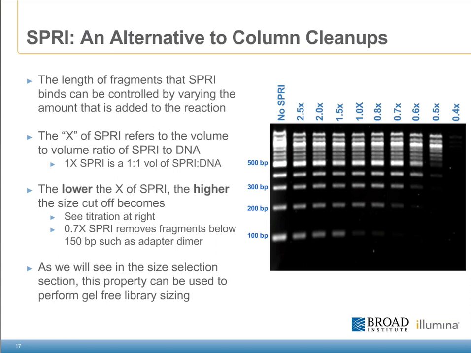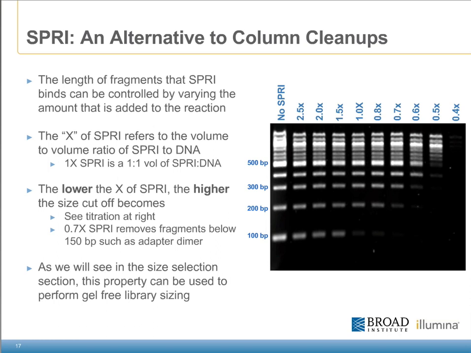What you can see in the gel image here at the right is that the lower the X of SPRI, so the lower your ratio of SPRI to DNA, the higher the size cutoff becomes. You start to lose the smaller and smaller fragments, the less and less SPRI you add. And we find that a 0.7X SPRI removes fragments below 150 fairly efficiently. And that's basically where a lot of your adapter dimer lives. But you can see that there is a cutoff, that between a 0.5x SPRI and a 0.4x SPRI, you almost lose everything. So there is a cliff there that you can't really go past.